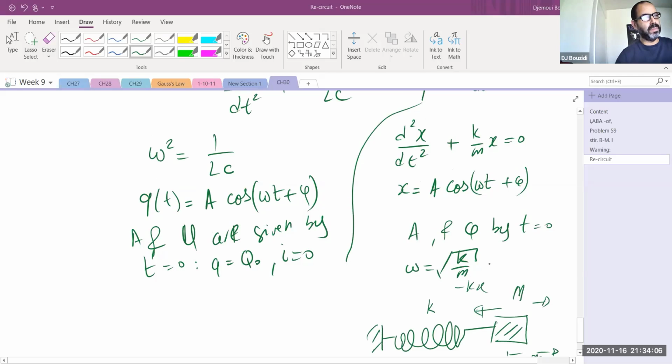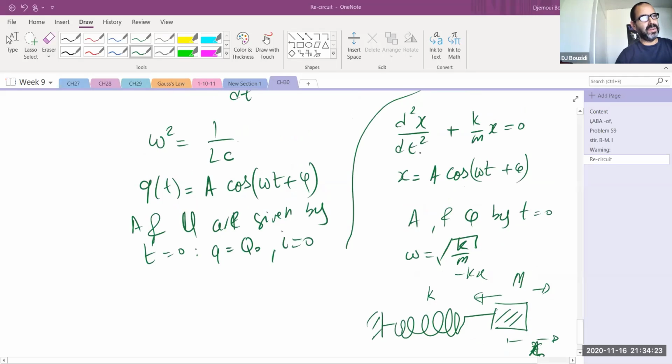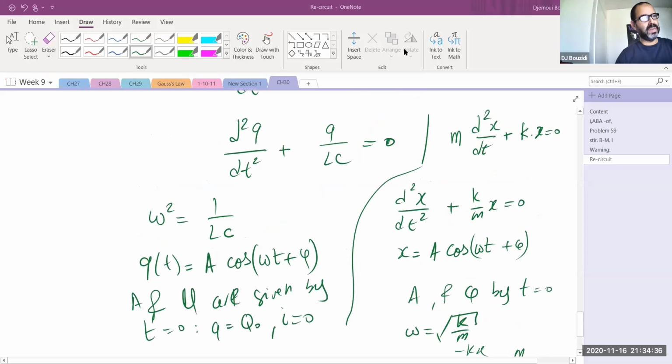Here's the stuff that I was talking about. You guys remember this problem now? Basically, you have a spring, a mass, and you write F equals ma. This is ma, and this is F, which is minus kx. You move the kx to the other side, and you have this above. Let's ring a bell now.